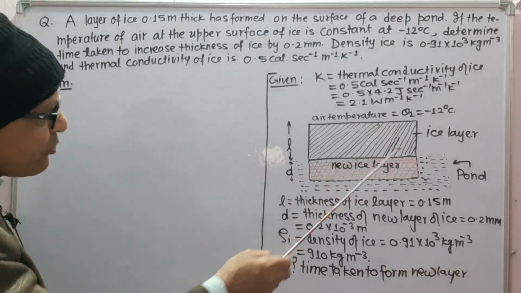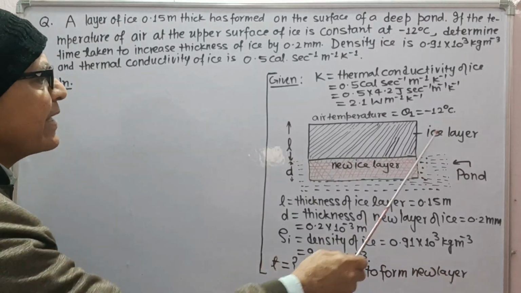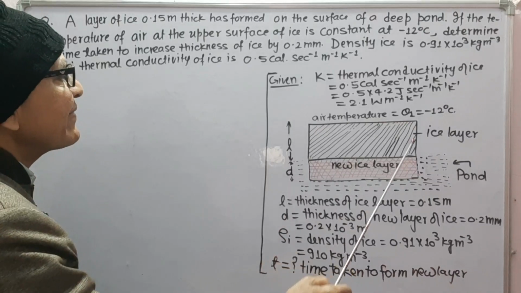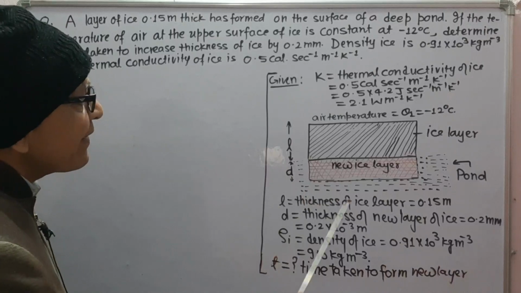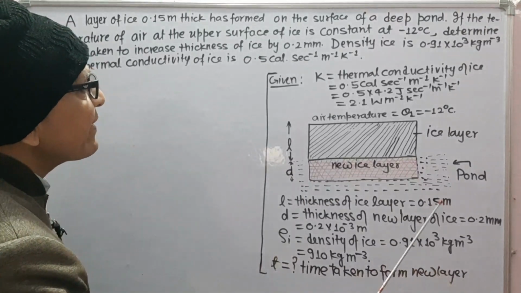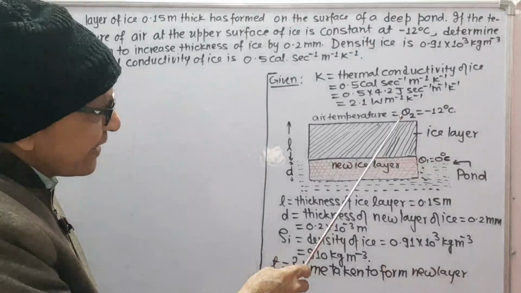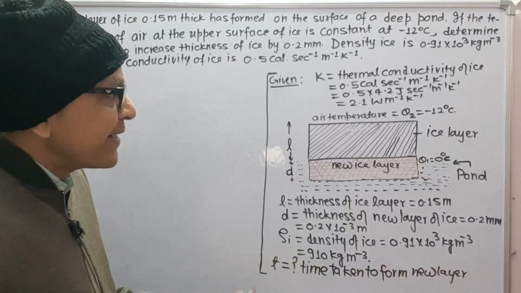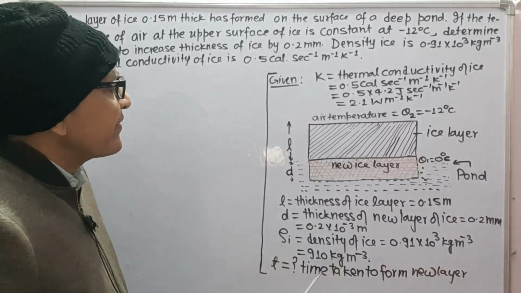To understand the question, suppose this is deep pond water in which this is ice of thickness L equal to 0.15 meter. Upper surface of ice is in contact with air at constant temperature -12 degrees Celsius, whereas the lower temperature will be 0 degrees Celsius.